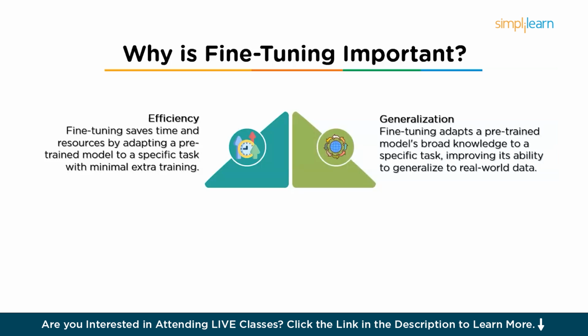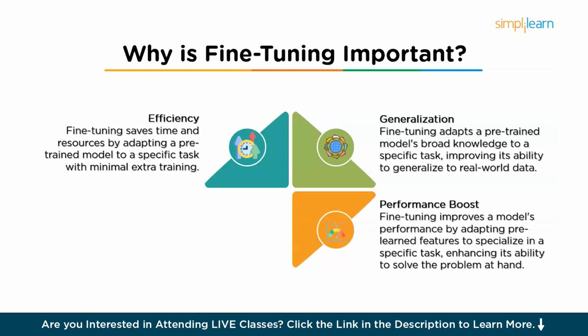Next is generalization. Pre-trained models, especially large models, have often been trained on vast datasets containing diverse information. As a result, they have a rich understanding of the broader structure and relationships within the data. Fine-tuning helps the model take this broad knowledge and apply it to a specific context, improving the model's ability to generalize to real-world data related to that task.